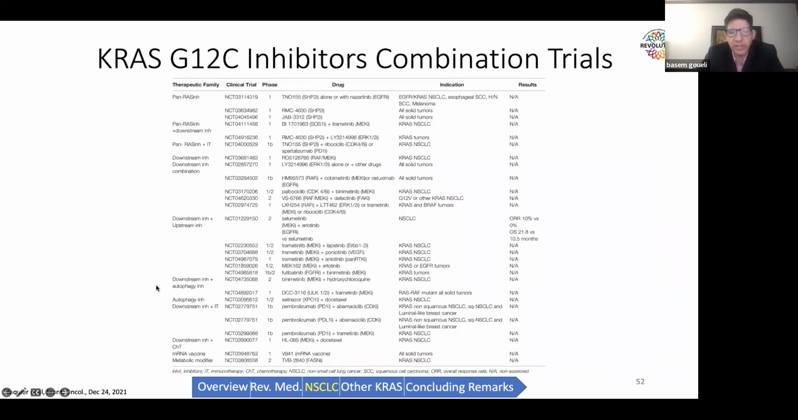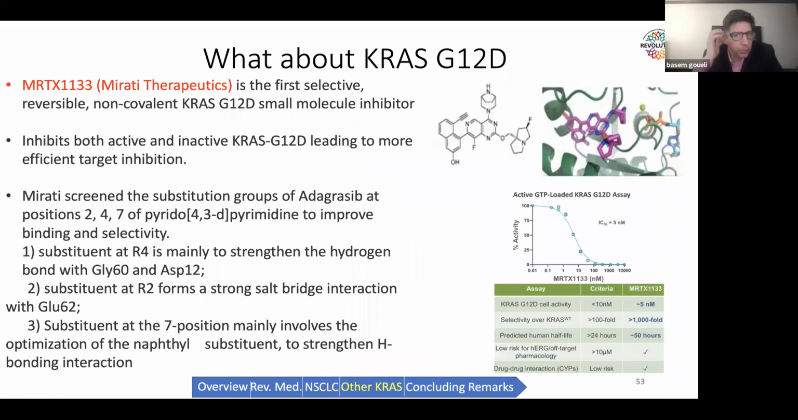Additional combination trials, they're up and down that pathway. You can look at this later, but you can see there's a ton of stuff going on with KRAS G12C inhibitors. So what about KRAS G12D? So I'm actually going to turn this over to Bhadresh, but this is where I think we're unique. We're not just talking about KRAS G12C today. I want to shift the attention to the other variants for a moment.